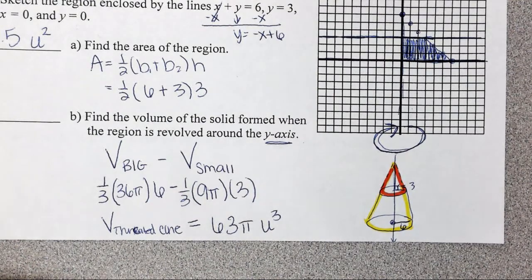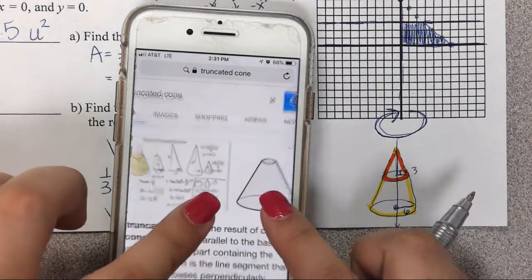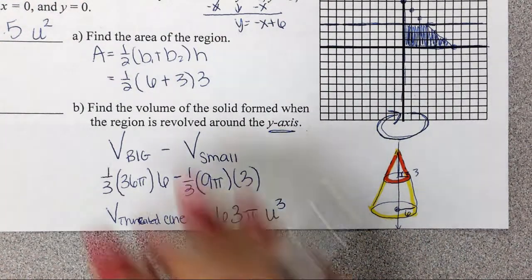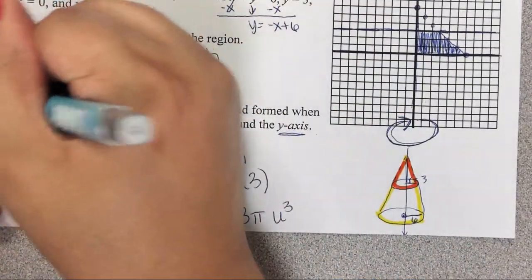Alright. By the way, here's a truncated cone. Oh, that looks like a Lego piece. Alright, turn your paper over. Looks like a Lego.